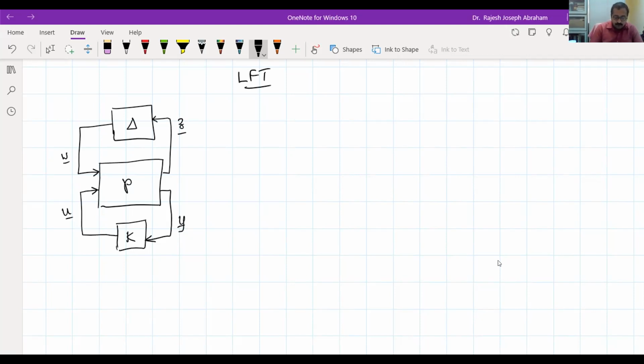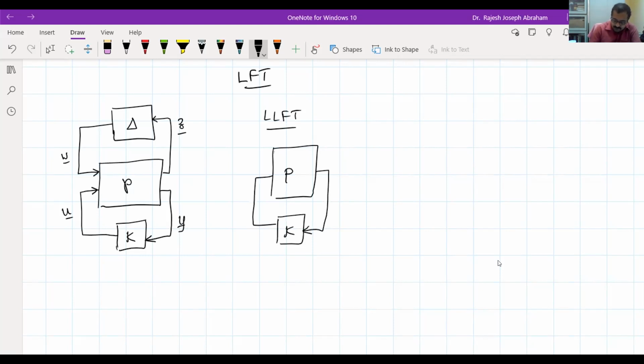Now, we can further divide this into two. One is called the lower LFT, lower linear fractional transformation, and the next one is the upper LFT, or upper linear fractional transformation. So what was the LLFT? LLFT was something like this. In LLFT, you are considering the nominal plant and the controller only. So this is the nominal plant, and here is our controller. Y, U, W, and Z are marked as shown.